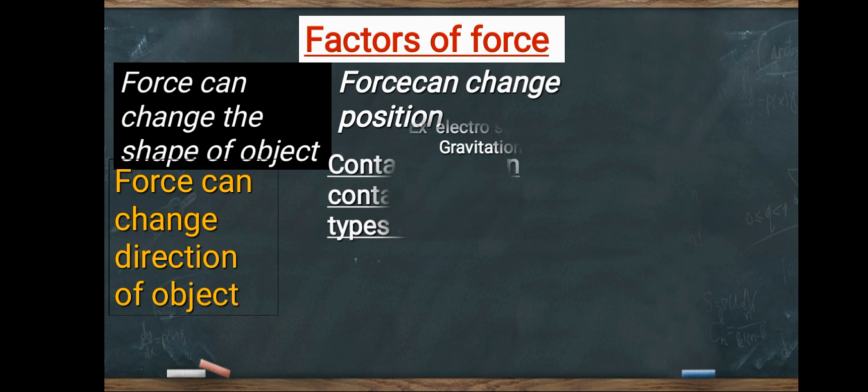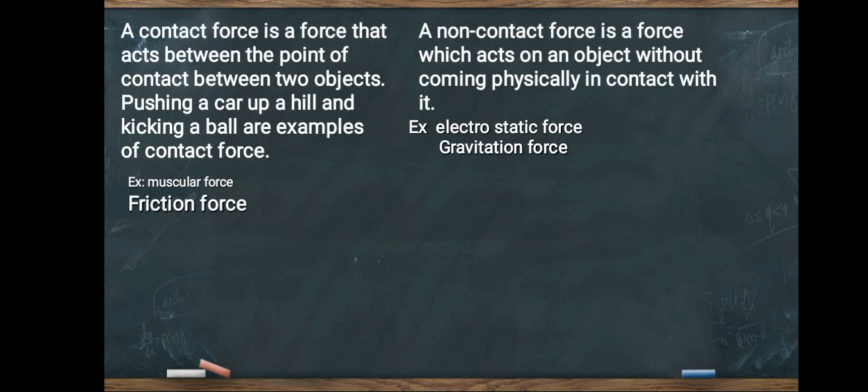Frictional force. Friction is the force that opposes relative motion between two surfaces in contact. Examples: walking on the floor, holding an object with our fingers. For standing also, we need friction.